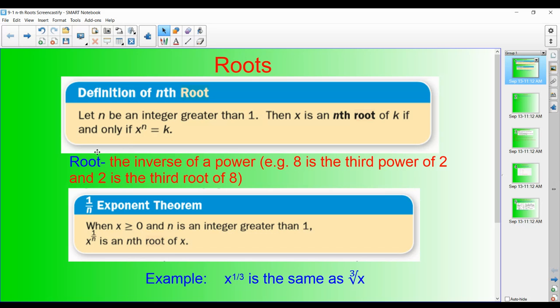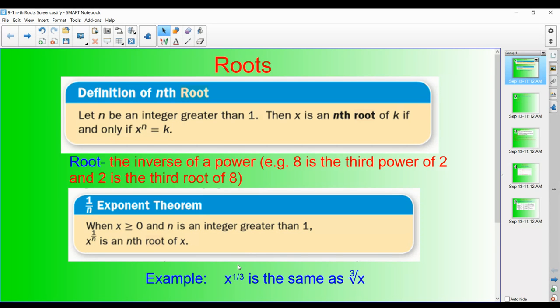A root tells me I can do the inverse of a power. So x to the n is a power, I take the nth root. So I know that 2 to the third power is 8, so the cube root of 8 is 2. They're used to undo one another.